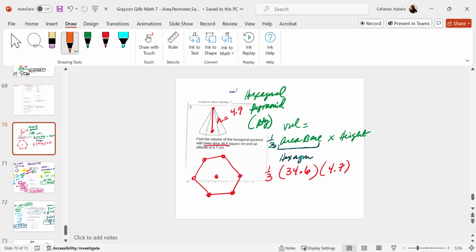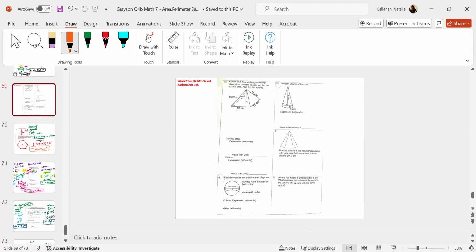Use your calculator. 54.21. Yeah, good. And it's centimeters cubed. Great. That's an easy one.